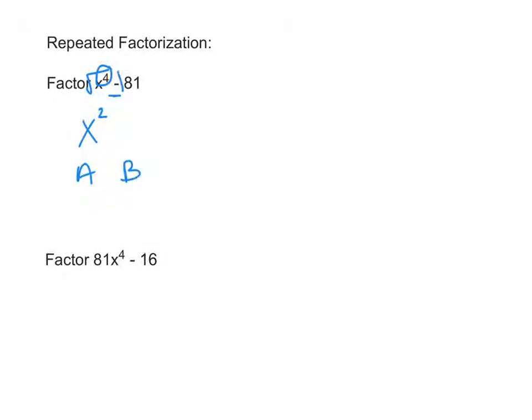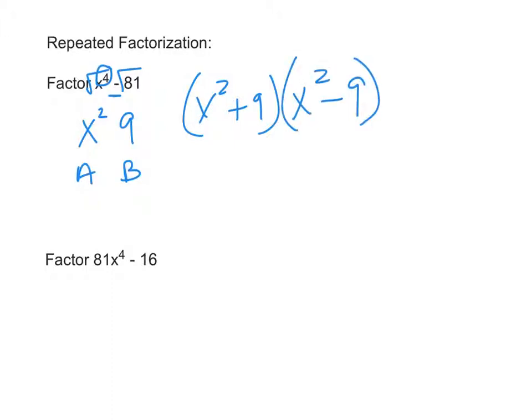And our b term in this case is going to be the square root of 81, which is 9. So our terms now are x squared and 9. So when we look at using the template of a plus b and a minus b, we'll get x squared plus 9 and x squared minus 9 as our factors in this case. Now, once we have this x squared plus 9 and x squared minus 9, you can see here that we have another difference of squares right here. So we just have to do one more level of factorizing.